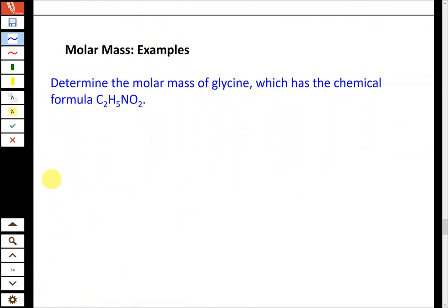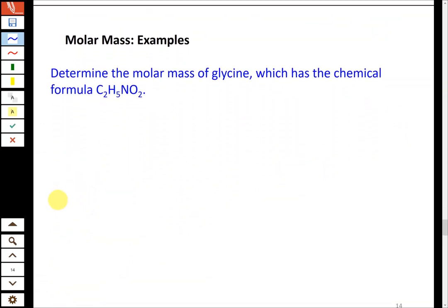So you've probably heard of glycine if you've taken biology or biochemistry. It's an amino acid, so it's probably the simplest amino acid. And it has the chemical formula C2H5NO2. So what would be the molar mass of this substance?